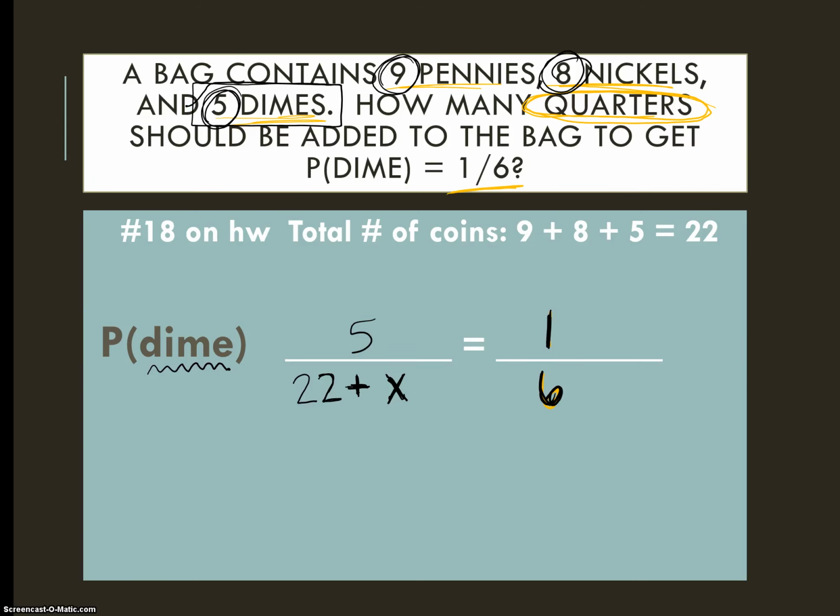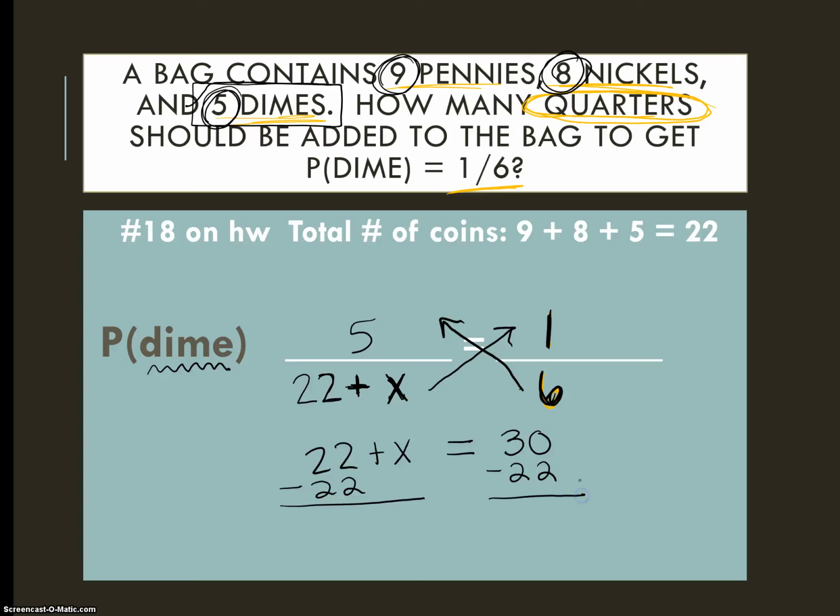Now I need to solve using cross products. So I'm going to take the quantity of 22 plus x and multiply it by 1. 1 times anything is itself. So I have 22 plus x on one side of my equation and 6 times 5 on the other. 6 times 5 gets us a product of 30. Now to isolate my variable, I need to balance this equation. I subtract 22 on both sides of my equation. If you want to squiggle it, you can. I bring down my variable, and now my variable is isolated.